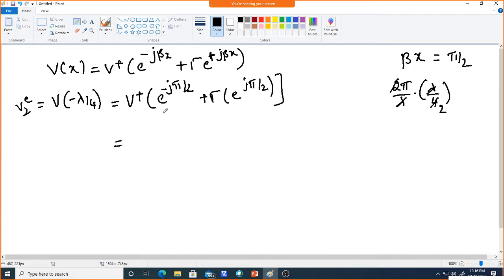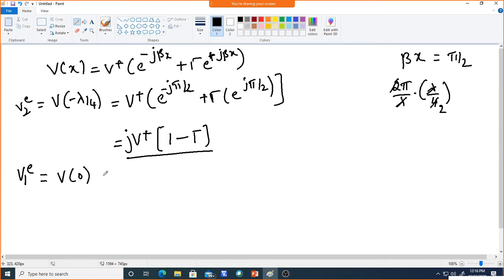So if you simplify this, you will get V plus into 1 minus gamma, which is, if you take j outside, since it is cos beta x plus j sin beta x, you simplify and you will get this equation: j into V plus into 1 minus gamma. Similarly, if you calculate V1E, which is equal to V of 0, this will be equal to V plus, and you substitute beta x equal to 0, you will get 1 plus gamma. So now these are the two equations.